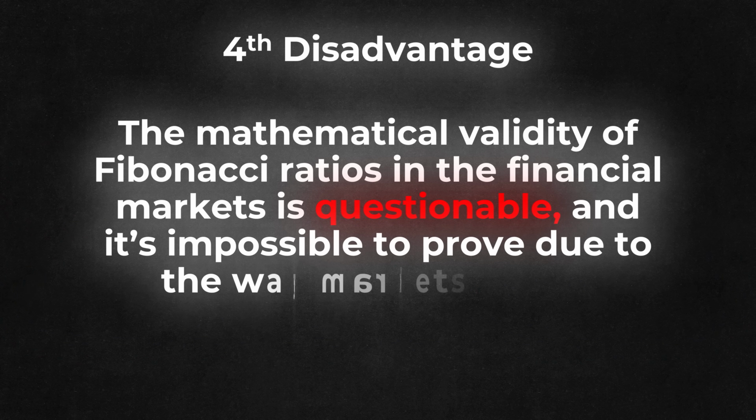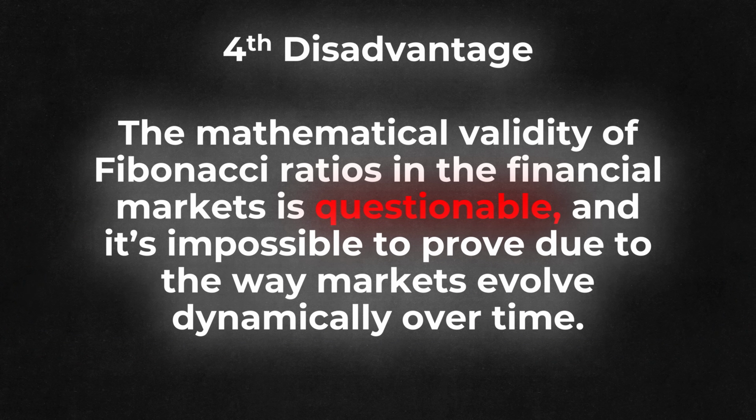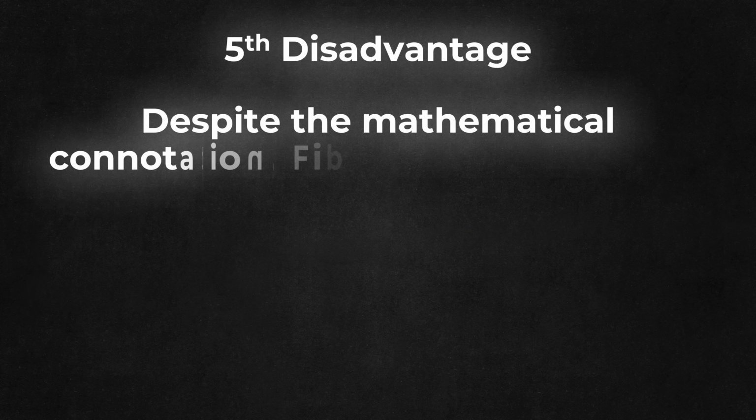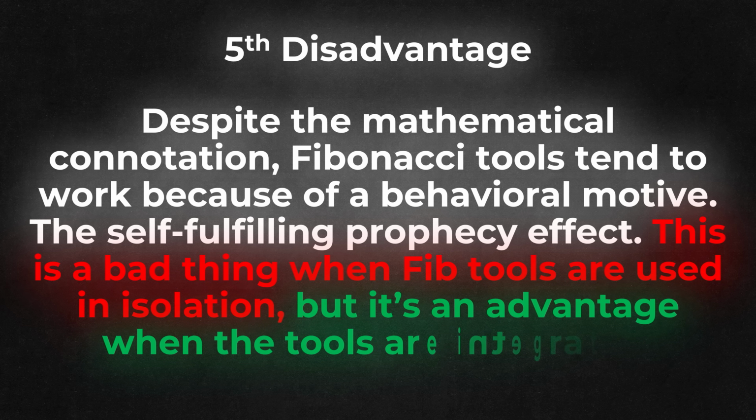Number 4. The mathematical validity of Fibonacci ratios in the financial markets is questionable, and it's impossible to prove due to the way markets evolve dynamically over time. In other words, the mathematical aspect of Fibonacci ratios cannot be proven, but the behavioral effect of Fibonacci ratios is an undeniable fact. Number 5. Despite the mathematical connotation, Fibonacci tools tend to work because of a behavioral motive, the self-fulfilling prophecy effect. That is a bad thing when Fib tools are used in isolation, but it's an advantage when the tools are integrated.